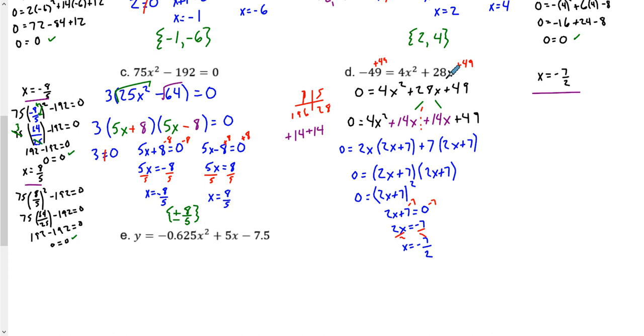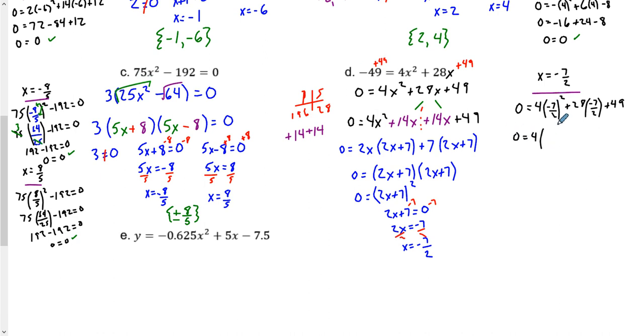So we plug in our negative 7 over 2. Technically, we could put it into the first one, but I'll put it into the second one because we can. I like having things equal to 0. So 4, put the negative 7 over 2 squared, and the 28 multiplied by the negative 7 over 2. Add the 49, and we can keep on rocking and rolling.